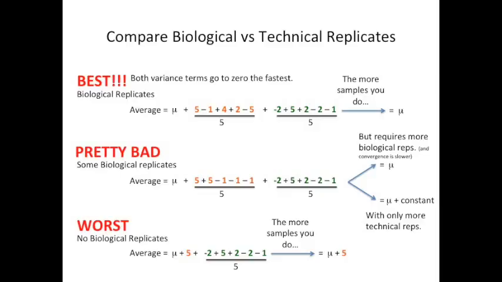The moral of the story is, use as many biological replicates as you can. If you use technical replicates, you run the risk of biasing your result, because the biological variation term won't go to 0 nearly as fast as it could have.